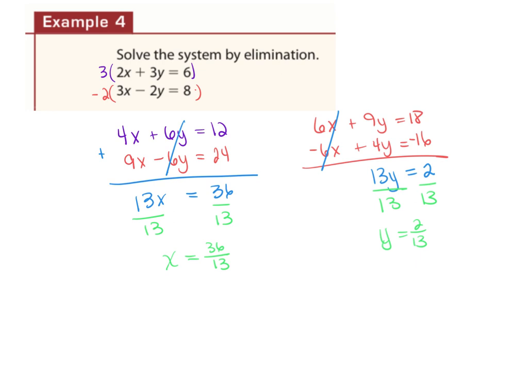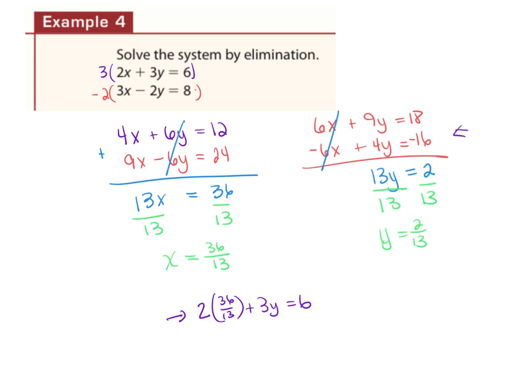That's my y value. Again, you could have gone back and you could have said, well, 2 times 36 over 13 plus 3y equals 6. And you could have solved that if you wanted to, right? But this way seems harder than just eliminating your other variable to me, right? And so you can plug it in. If it's just a whole number, I'm just going to go plug it in and solve real quick. I'm not going to do the whole elimination process again.